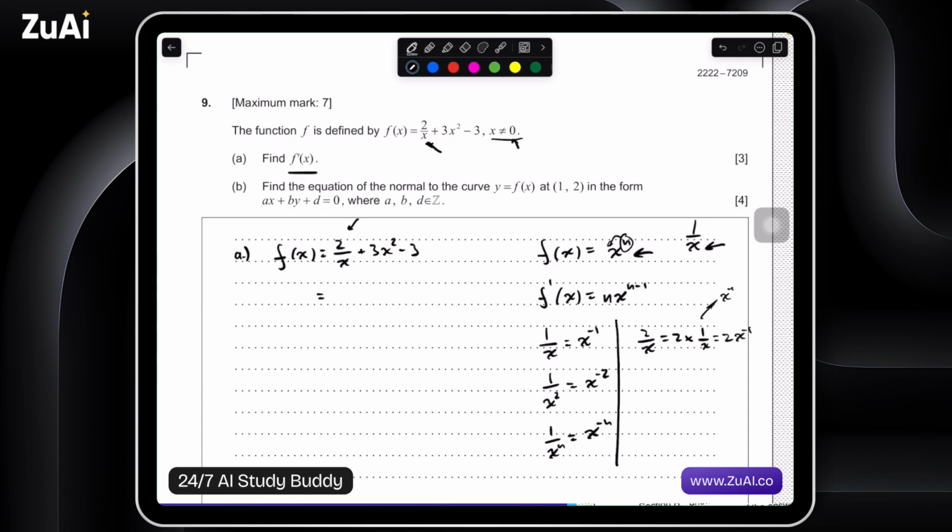So 2 over x becomes 2 times x to the negative 1 plus 3x squared minus 3. And remember, this is still f of x. We haven't yet derived it, so don't yet put a prime here, because it's not quite the case. Here's f prime. Now we can derive it.